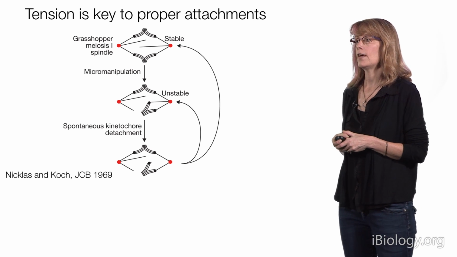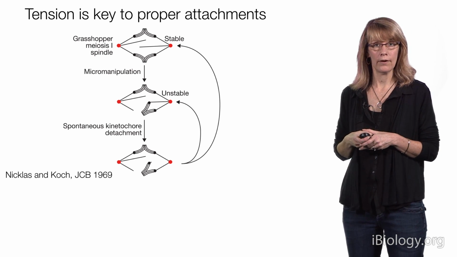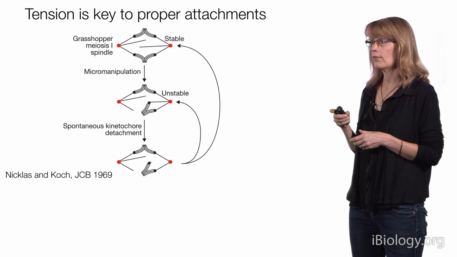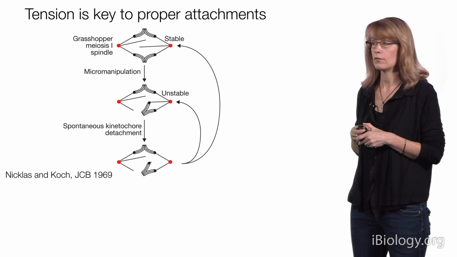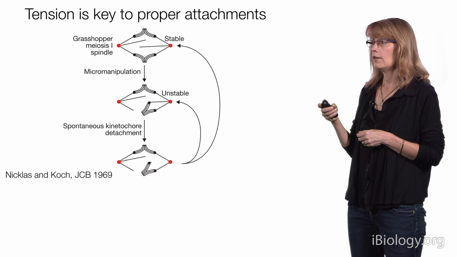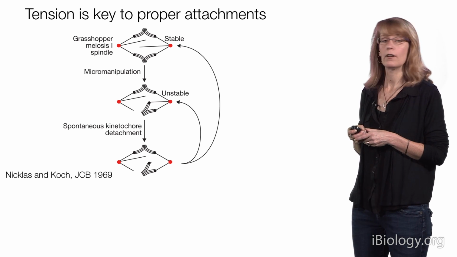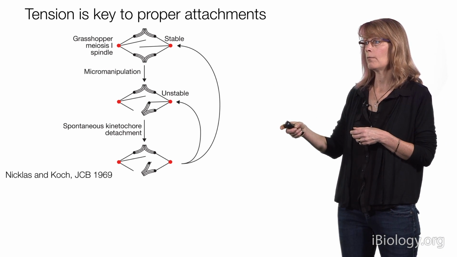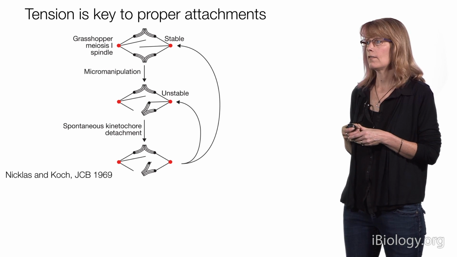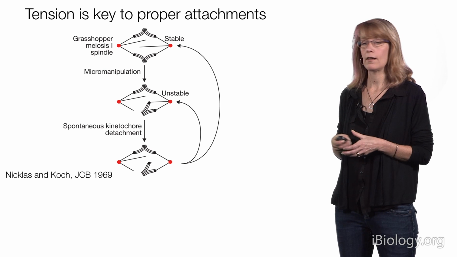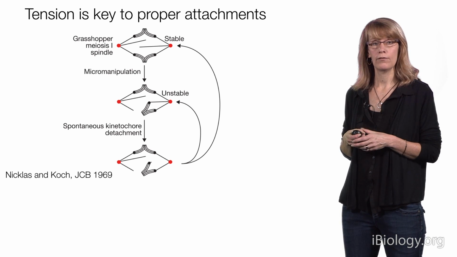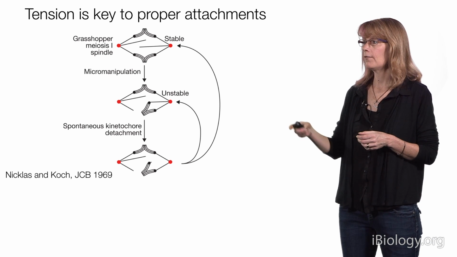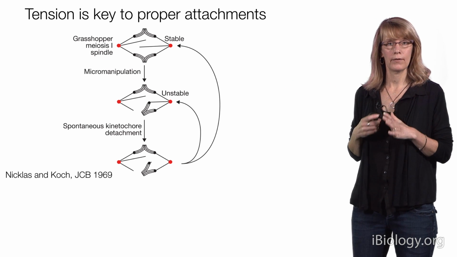So what he did is take advantage of the fact that grasshopper spindles are really large and that you can use micromanipulation techniques. So he used meiosis I spindles, where now the homologs are attached to opposite poles rather than the sister chromatids. And he took a micromanipulator and was able to convert a bi-oriented attachment, where the homologs are attached to opposite poles, into one where the homologs are attached to the same pole. And he noticed that this is highly unstable, and what would happen then is that the kinetochore would detach. And there were one of two fates. If it went back and created the wrong attachment again, that was unstable. However, if it created the correct attachment shown in the top, it was now stabilized.